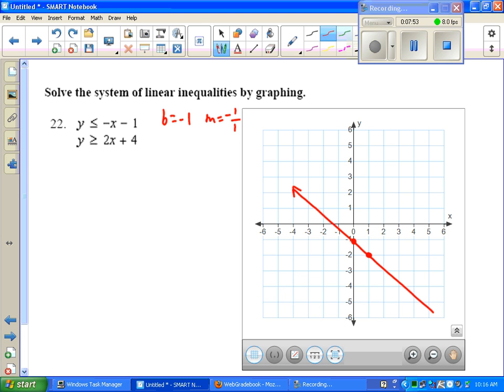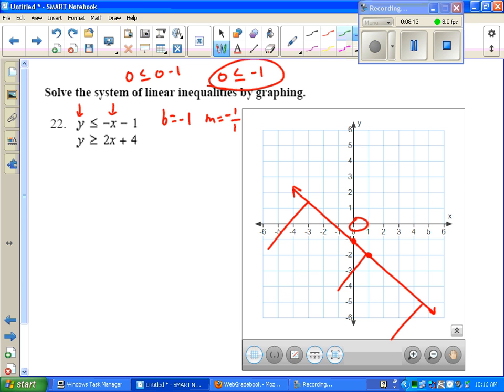And we need to shade one side or the other. It doesn't cross through 0, 0, so we can plug that in. 0 in place of y and 0 in place of x. So you're left with 0 is less than or equal to 0 minus 1, or 0 is less than or equal to negative 1. You check the truth value there. That's not true. So since 0, 0 is on this side, we want to shade everything in this direction.